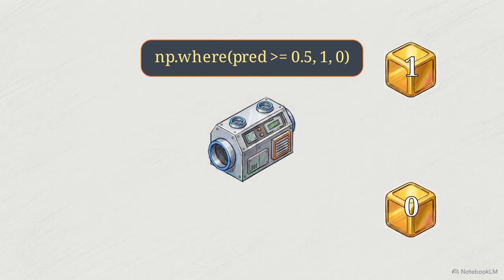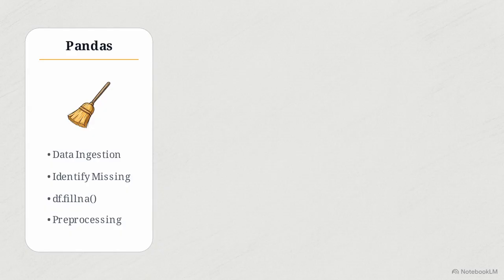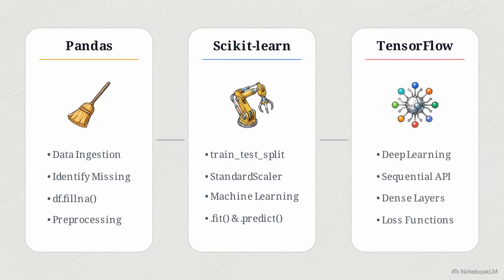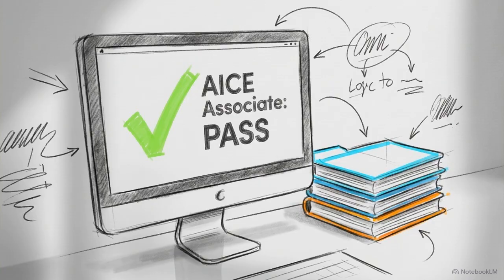Here is the entire pipeline categorized by library. Pandas handles the data loading and cleaning. Scikit-learn manages the splits and the machine learning models. TensorFlow handles the neural network architecture. Executing this chronological sequence ensures your data stays clean, your models remain untainted, and you secure a passing score on the AICE Associate exam.